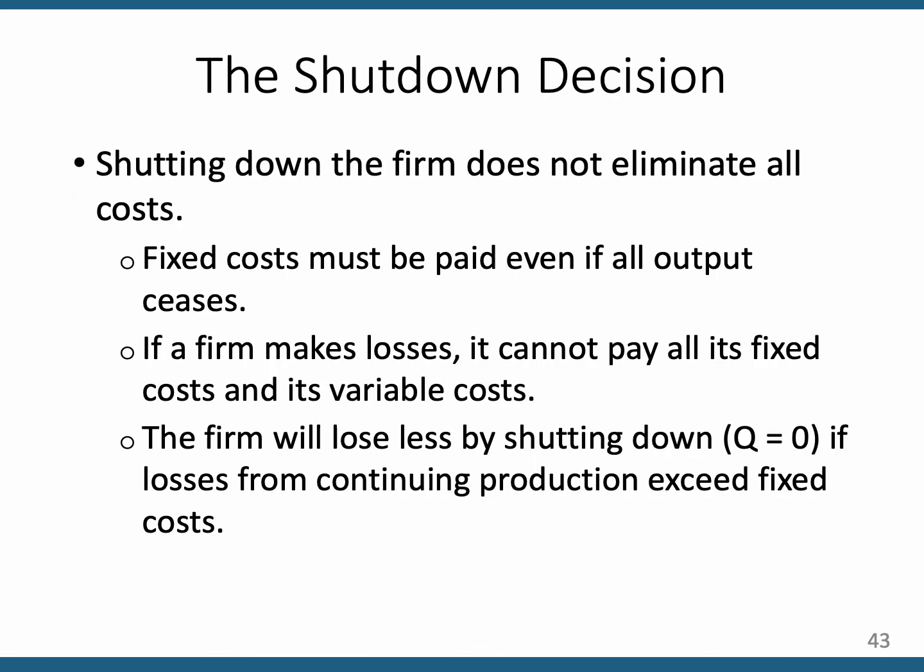When we get to part C, this was part B, chapter 8, part C, we're going to talk about what's called the shutdown decision. Believe it or not, in the short run, you will choose to produce at a loss in some cases. In other cases, you will choose to shut down, and then Q is equal to 0. So we will discuss that in chapter 8, part C.